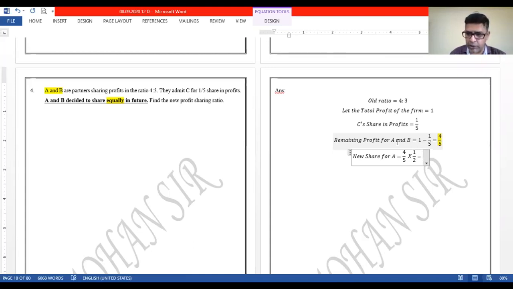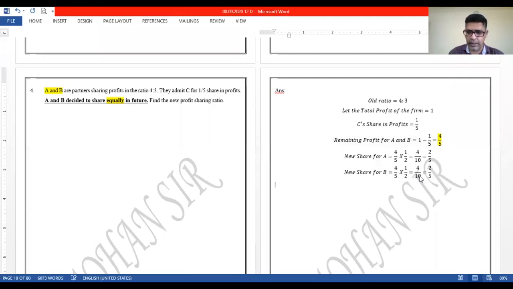Okay, so that will be equal to 4 by 10, or if you want to reduce it, that will be 2 by 5. Next one is the new share for B. That will be equal to, again the same thing, 4 by 5 is the remaining share. They are going to share it equally, so 1 by 2. And that is equal to again 4 by 10, and that is equal to 2 by 5. Okay, and C's share. C is a new partner, so C's share is equal to 1 by 5.